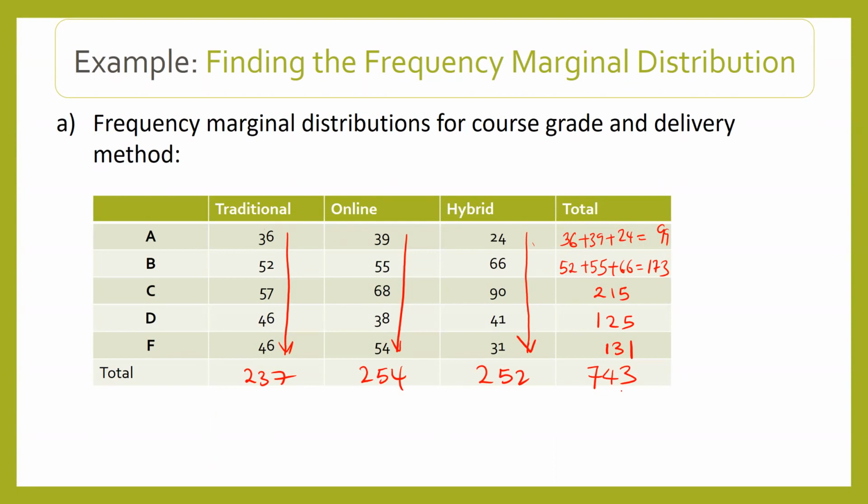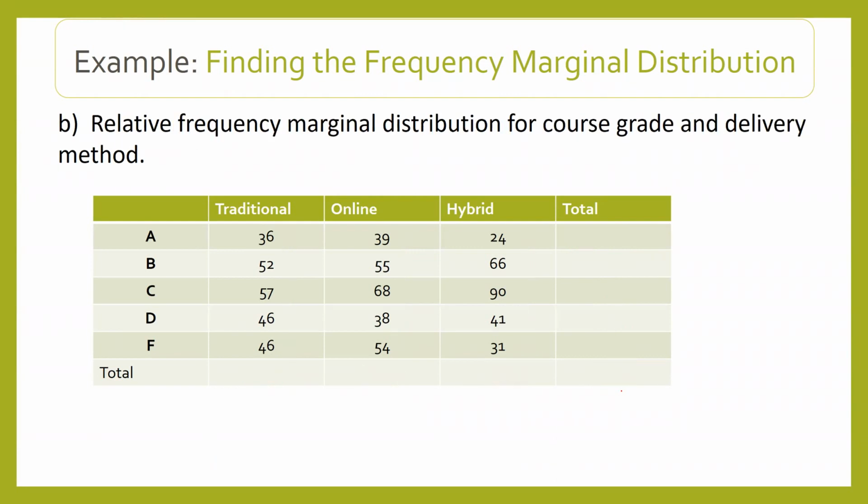Marginal distribution for the cost grade and the delivery method. Now let's go to frequency marginal distribution. It's the same thing as we talked about in the previous video. Instead of the frequency, now we are going to divide by the total. Remember that we got 99 in this place, and the total we have here was 743. So now we are going to divide everything by that number. So this will be 99 by 743, and that would be 0.133.